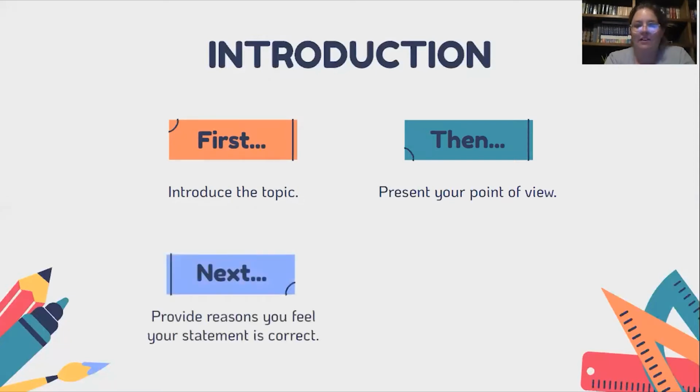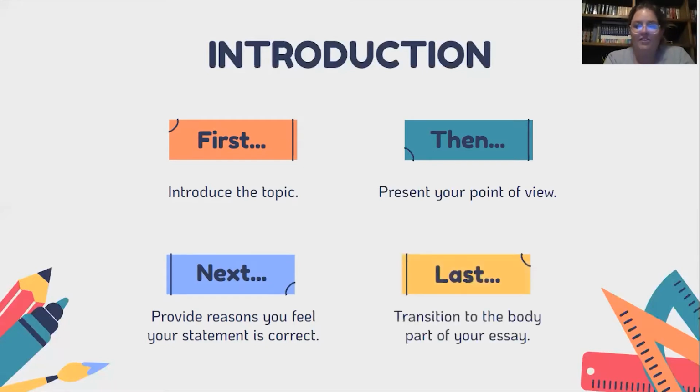Next, you provide reasons that you feel your statement is correct. Each of these reasons will be explained or elaborated on in their own body paragraph later. Last, you need to transition to the body part of your essay. Remember to use transitions as you move from one paragraph to another. For instance, if you were writing a paragraph about school uniforms, you might end the first paragraph by saying, wearing a school uniform blends students together, promoting equality. And then you could begin your next paragraph with a statement about school uniforms providing students with an environment that is free from bullying.